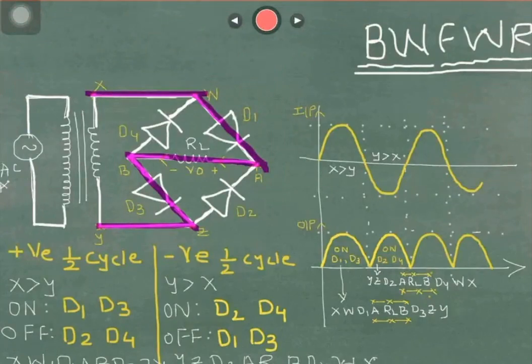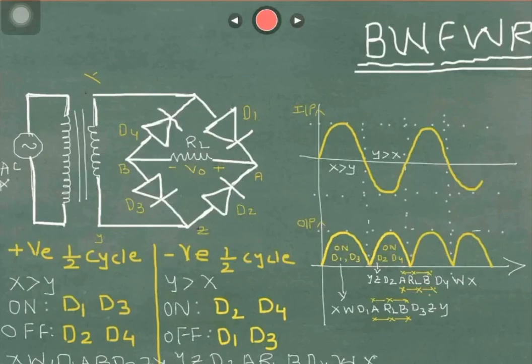So this has also been indicated over here during positive half cycle. If you see in the waveform, you can see how the current will flow from X, W, D1, A, RL, B, D3, Z and Y. So now let us start with the negative half cycle.